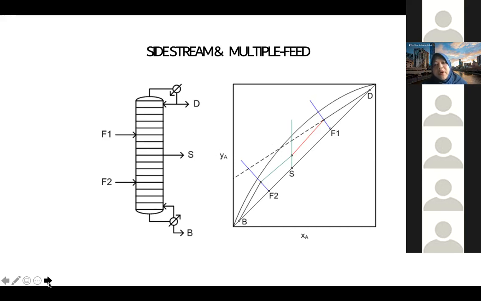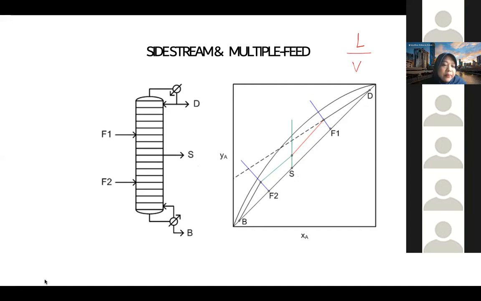So then here you have to do some combination, for example, you have the feed, and then you take it out with the side stream, and then you have another feed. Yeah, this is just some calculation, but the basic concept is the gradient L over V, so that you change your gradient L over V.